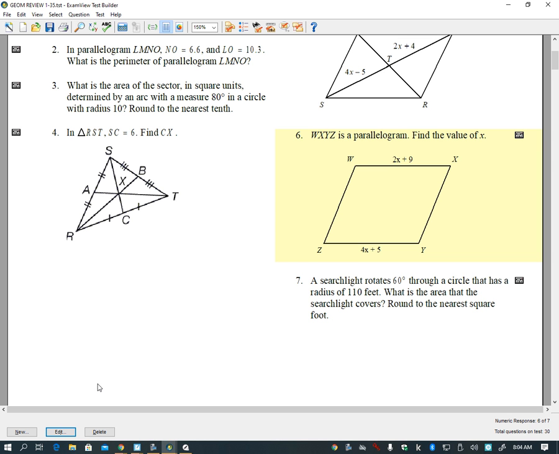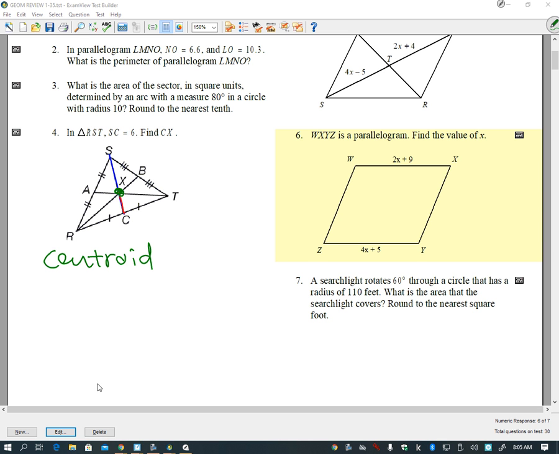Question number 4 says in triangle RST, SC equals 6. SC is this line right here, and it equals 6. We want to find CX. Does anybody know what point X is, what that point would be called? It's called the centroid.